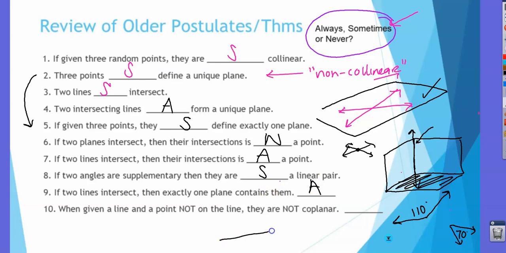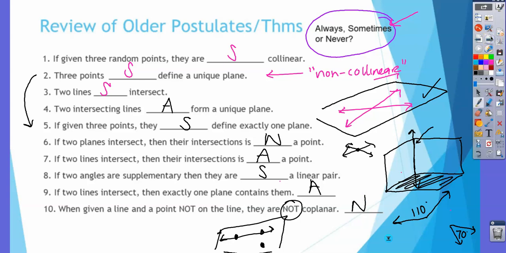And when given a line and a point not on it, they are not coplanar. Well, let's see. We remember how we said that we have 2 points on the line at least, and we have this extra point out here. If you have 3 points and they're non-collinear, they're always coplanar, guys. So that one says they're not coplanar, so that would have to be a never. I would go through those a couple of times. I'm definitely going to put a little section of always, sometimes, or never, and you're going to want to know them. So practice that a couple of times.